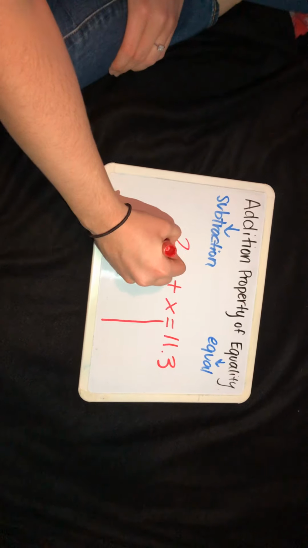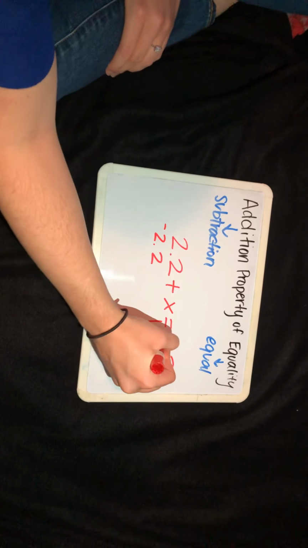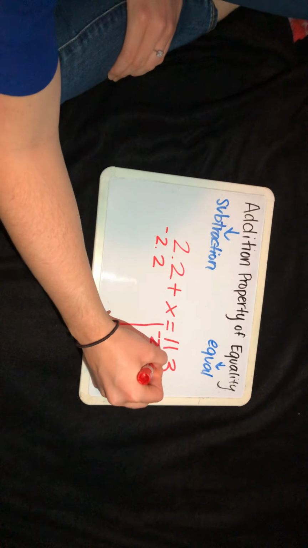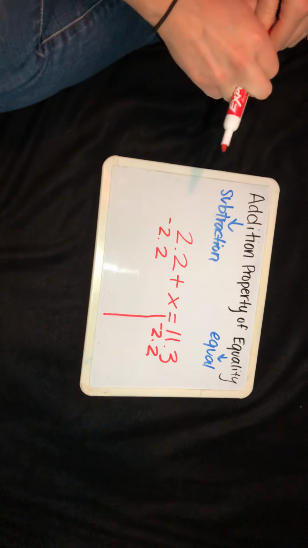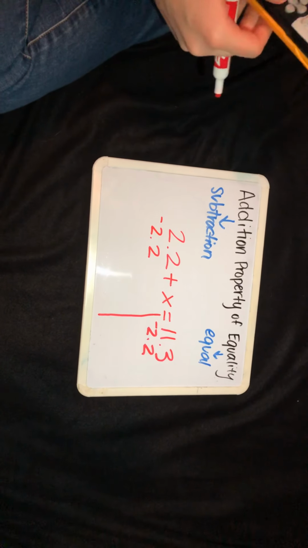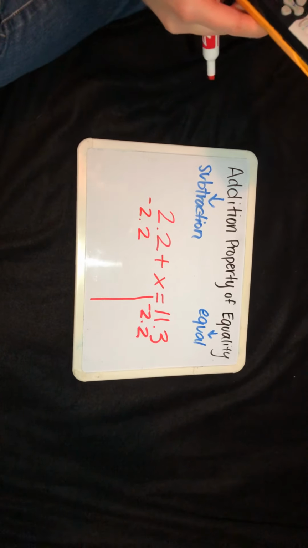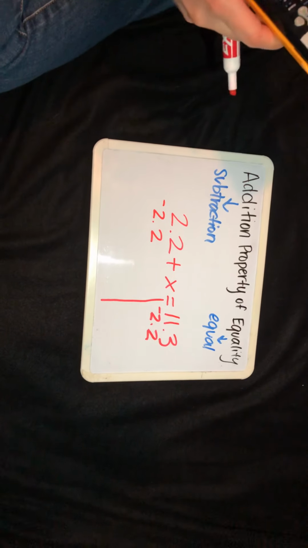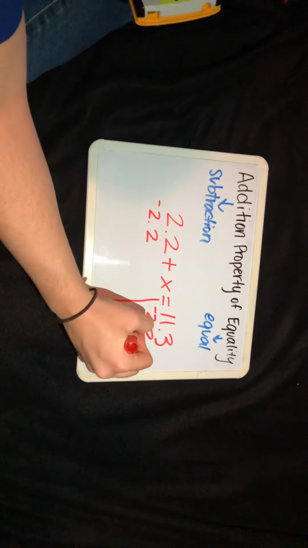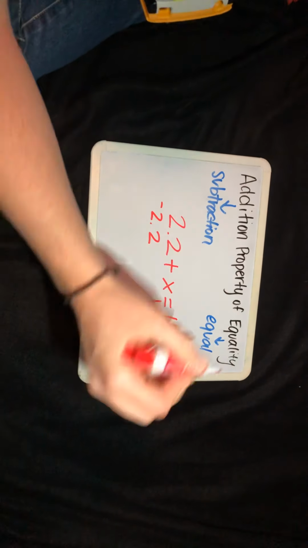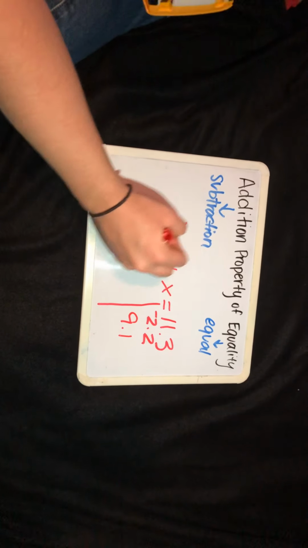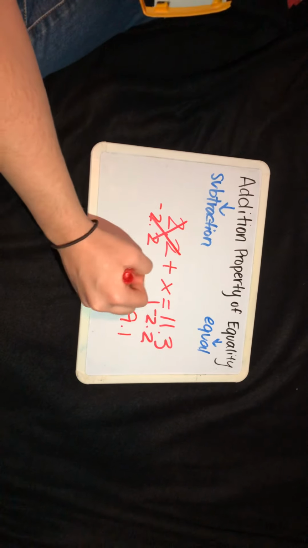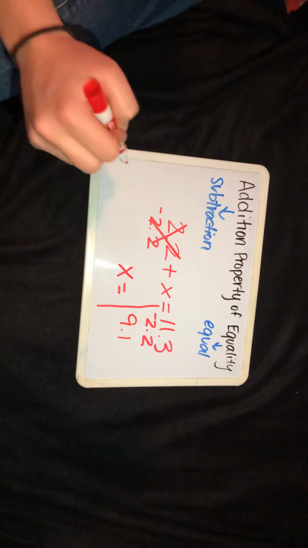So I'm going to subtract 2.2 from each side, because whatever I do to one side, I have to do to the other. And this is a number that you might not know off the top of your head, and that's why we use calculators. So if you have your phone or a calculator, don't be afraid to use it, just like we do in class. So 11.3 minus 2.2 gives me 9.1. 2.2 minus 2.2 equals 0, or cancels out, and I'm left with x equals 9.1.